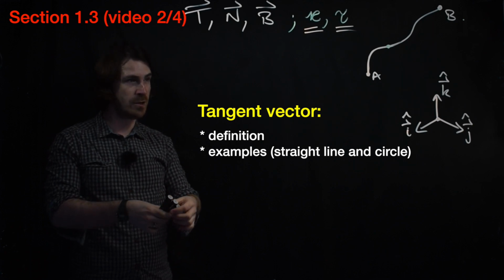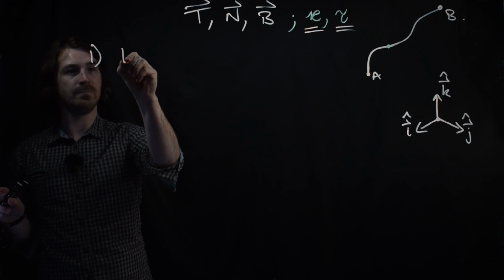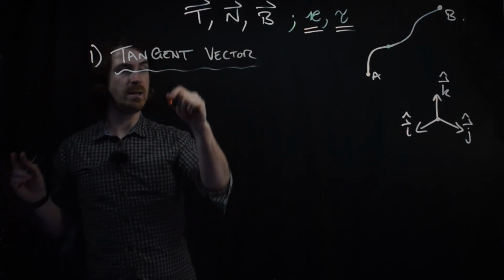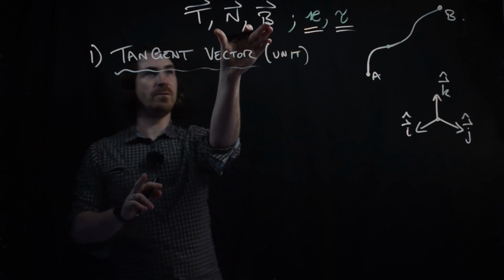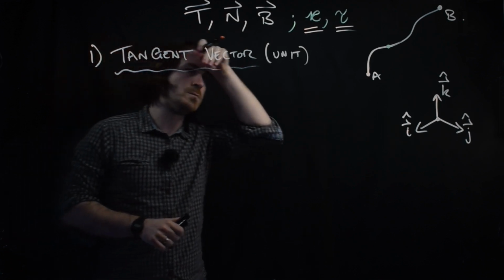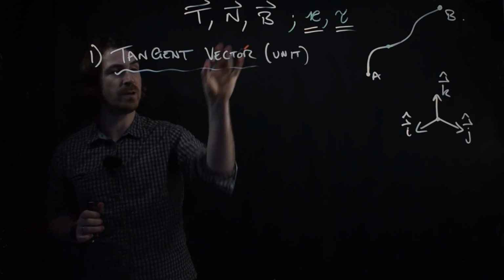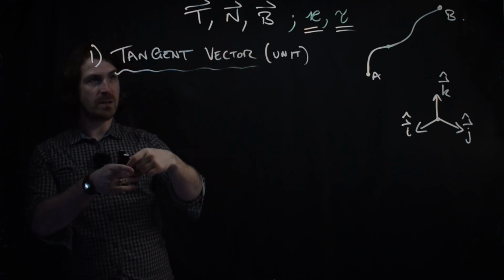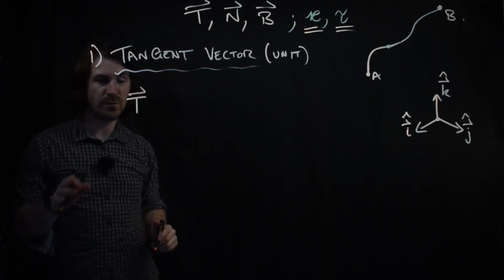Okay, so let's start with the first, and that's the tangent vector. It's t, and it's a unit vector. So all of these things are unit vectors. I'm not going to draw the hats above, just because it gets a bit tedious, but you should remember that these are 3 unit vectors. So for the tangent vector, we have the t. You've seen this already.